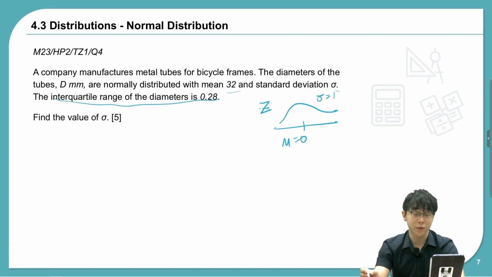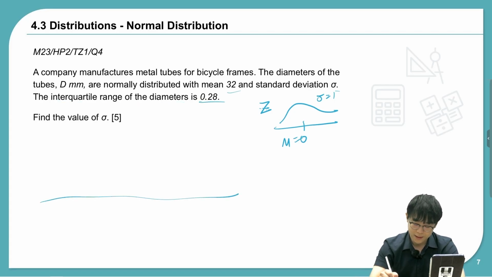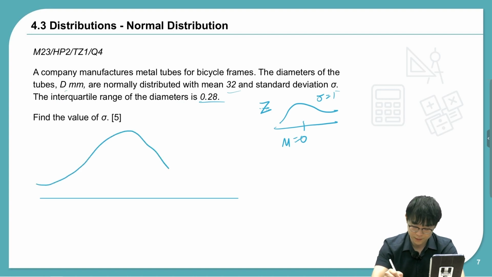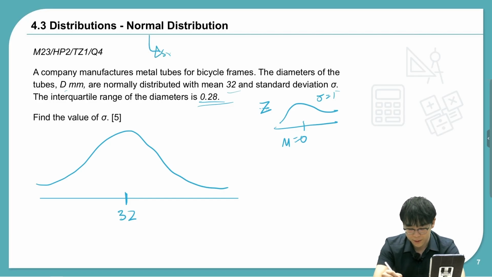And it says the interquartile range is 0.28. So let's draw the distribution of D, the diameters, and fill in what we know. The mean is 32 and the interquartile range is 0.28. Since the normal distribution is symmetric, we know we can go up by 0.14.